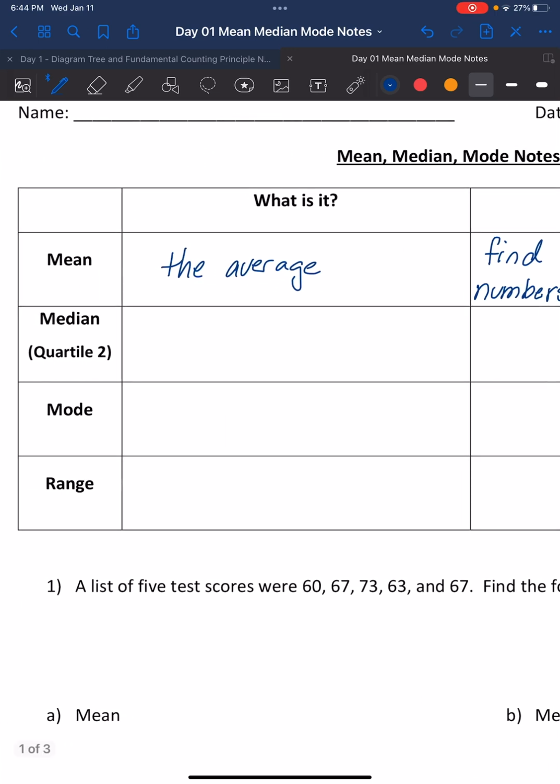Next is the median. This is also known as quartile 2, which we're going to talk about tomorrow. But when you think about when you're driving, what is the median? The median is the middle. So we're looking at the middle number. Okay? Now, how do we solve that?